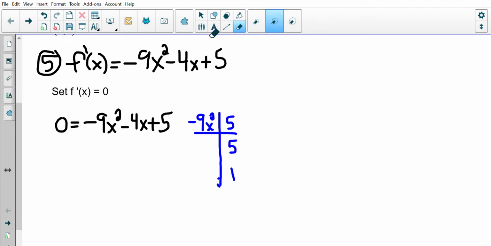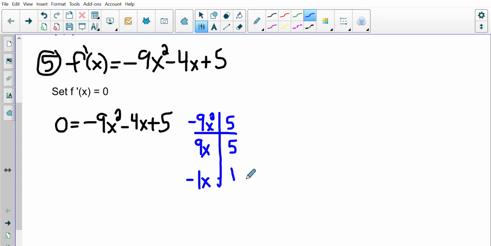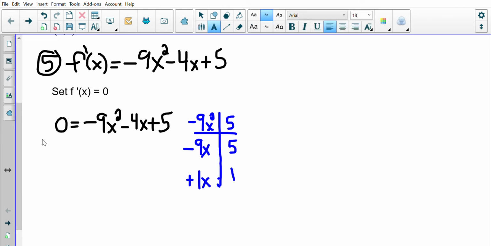So what else can we do here? Oh, we could go 9x and minus 1x. Let's see here. Cross multiply, get 9x minus 5x is positive 4x. Well, switch the signs. Now I get minus 9x plus 5x. That gives me the minus 4x. And so that's the right combination there. Sometimes it takes a little bit. All right, so we get 0 is equal to, one of our factors here is minus 9x plus 5. And then the other factor is an x plus 1.